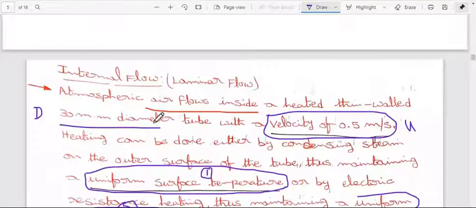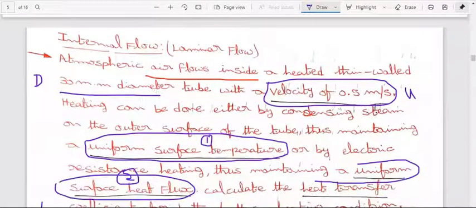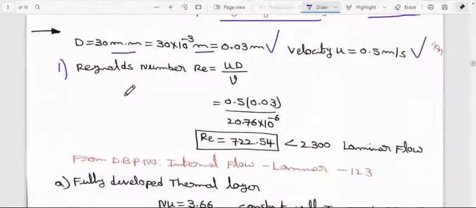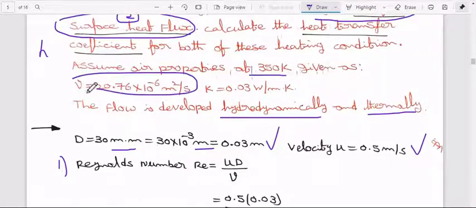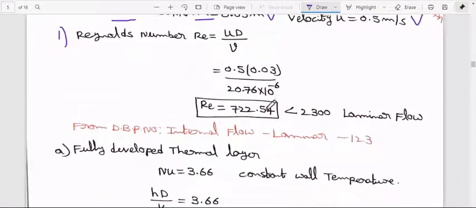So this is an internal flow problem, a 30 mm diameter tube with a velocity of 0.5 meters per second. Now I am considering whether it is laminar or turbulent. What is the first step? Reynolds number, equal to UD by v. We substitute the U value, D value and v value from the given data at 350 Kelvin. So here the Reynolds number is less than 2300.